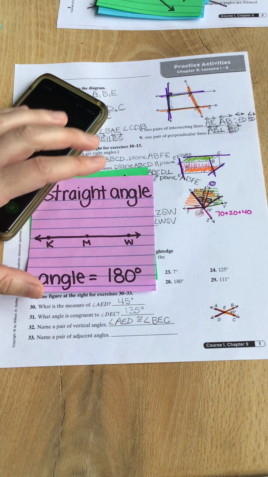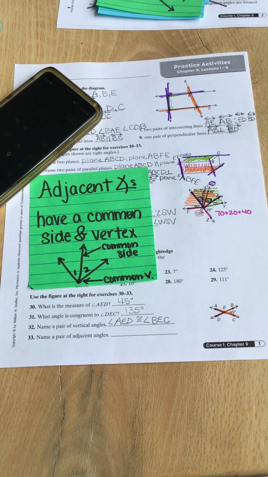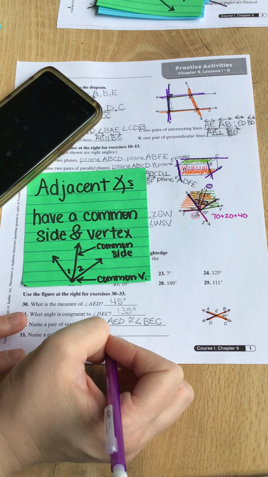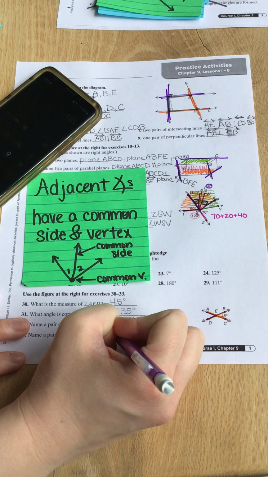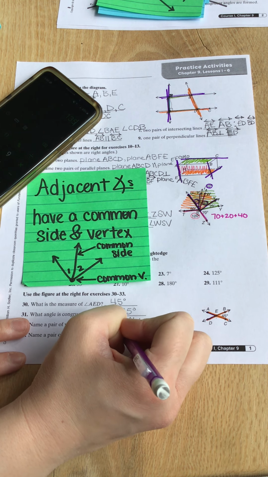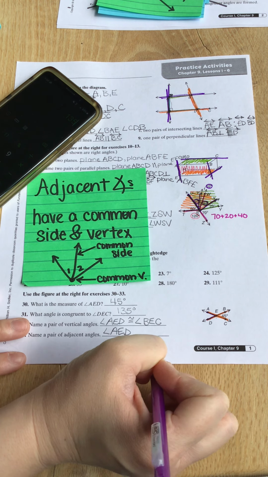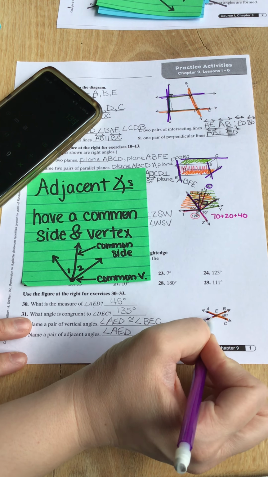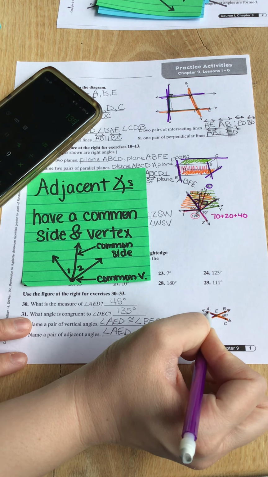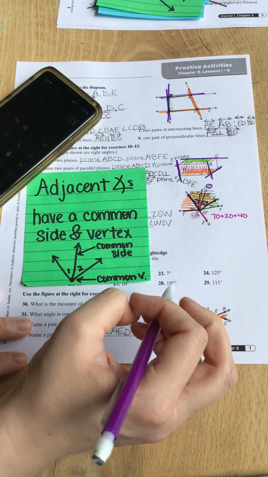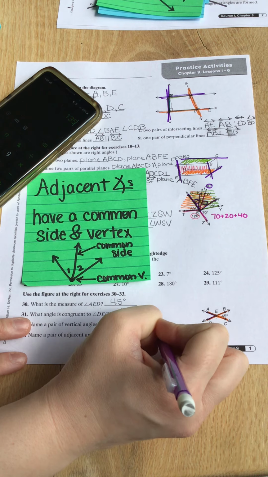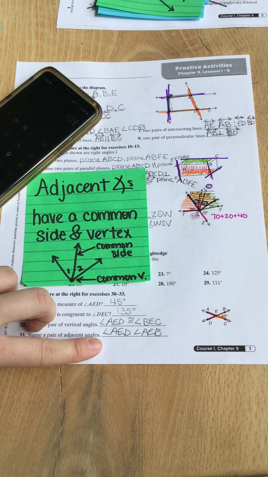Name a pair of adjacent angles. Here it is. Adjacent angles have a common side and vertex. Well, they all have the common vertex, but they need to have a common side. So I'm going to go with angle AED and angle AEB. They're going to share this one right here. They are adjacent.